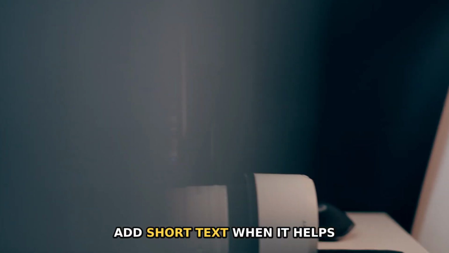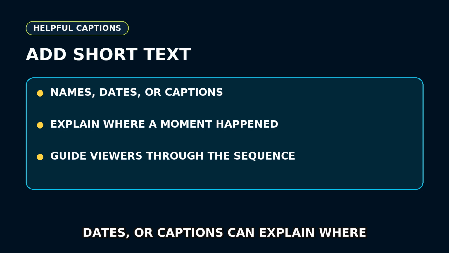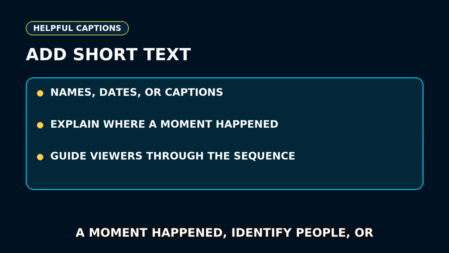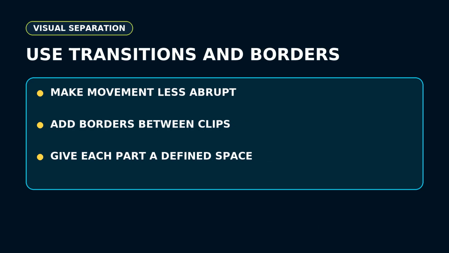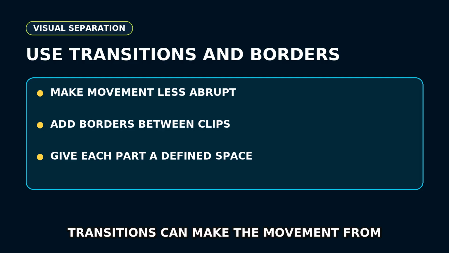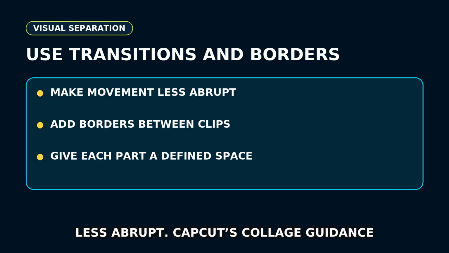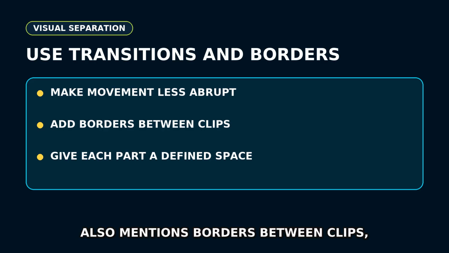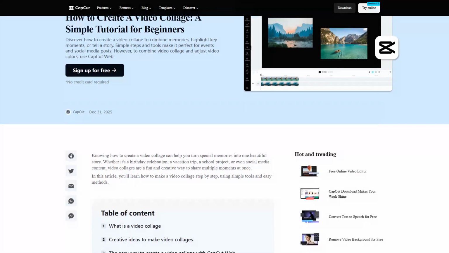Add short text when it helps viewers understand the collage. Names, dates, or captions can explain where a moment happened, identify people, or guide the viewer through the sequence without replacing the visuals. Transitions can make the movement from one moment to the next feel less abrupt. CapCut's collage guidance also mentions borders between clips, which separate the visual areas and give each part a defined space.